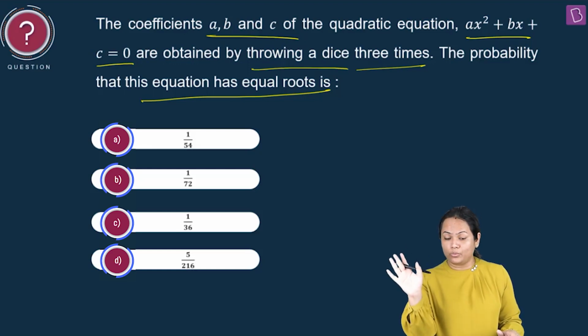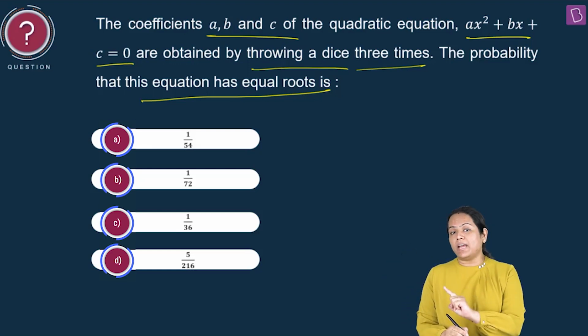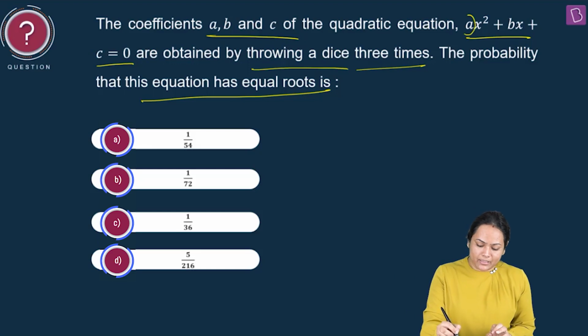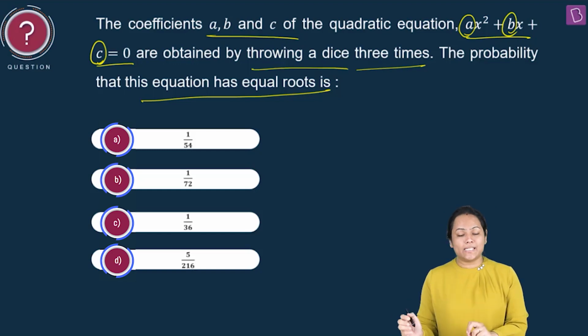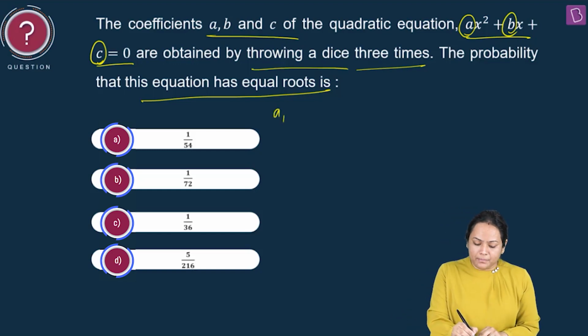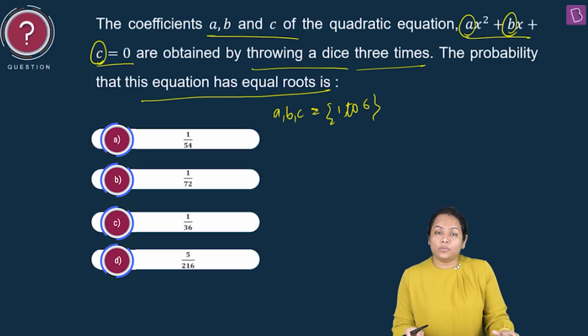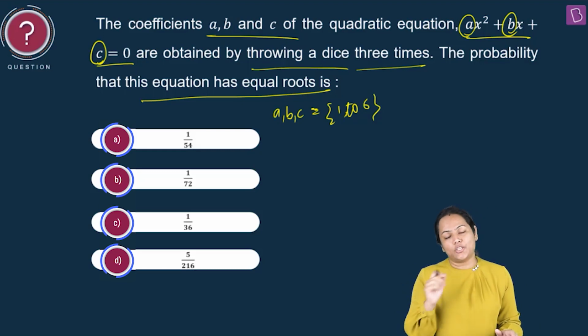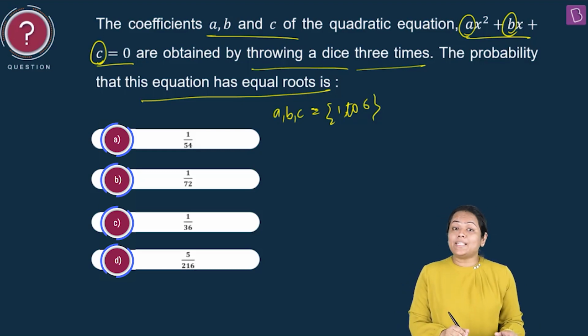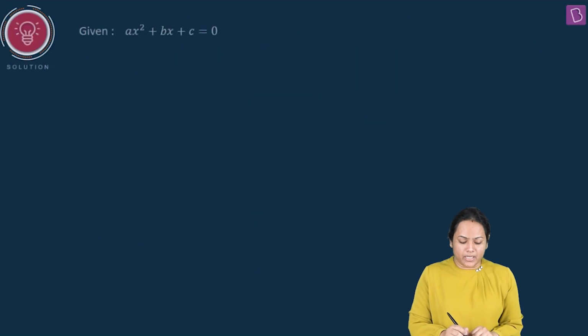And one more thing they have given: since a, b and c are the numbers obtained by throwing a dice 3 times, that means a, b and c can take their values from 1 to 6. Right? These are the only set of values available for a, b and c. They can take all natural numbers from 1 to 6. Okay, so let's quickly start with the solution part, guys.